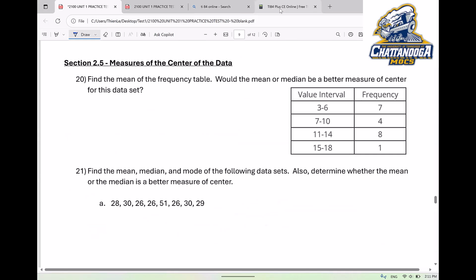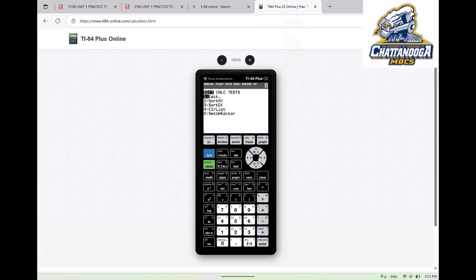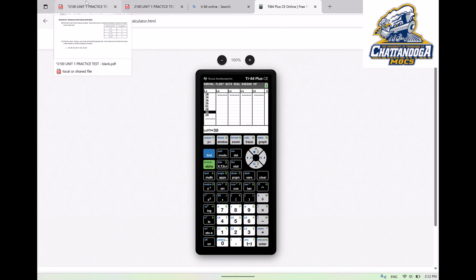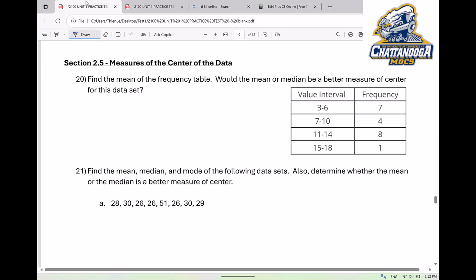$28, $30. Start here, edit, 28, 30, 26, 26, 51, 26, 51, 26, 30, 26, 30, 29. Let's check, okay? 26, 30, 29.